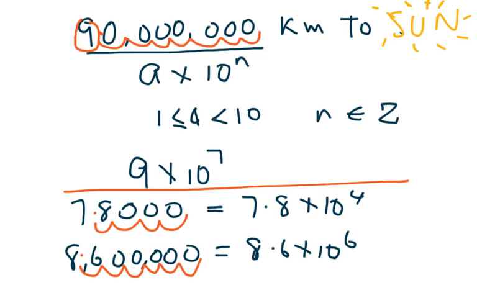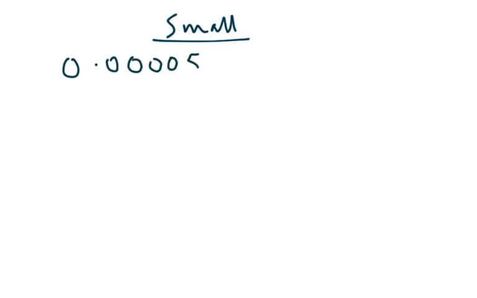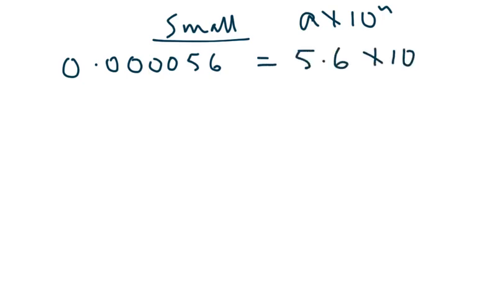Now let's deal with small numbers and see how they work. So here's an example of one, 0.000056. Again, it has to be written in terms of A times 10 to the power of n, where A is between 1 and 10 and so on. So that's going to be 5.6 times 10 to the power of. And my decimal point is here, 5.6.